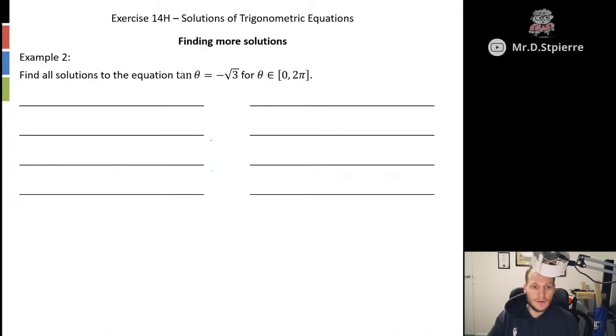So find all the solutions to the equation tan theta equals minus root 3 for theta between 0 and 2 pi. Okay, so we've got tan theta is equal to negative root 3. Okay. So let's get a bit of that. Let's get a big one.